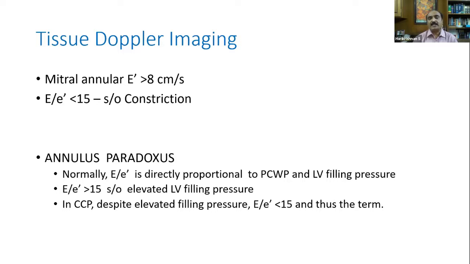Now, that is called annulus paradox because normally the E by E prime is directly proportional to pulmonary capillary wedge pressure and LV filling pressure. E by E prime more than 15 is suggestive of elevated filling pressure, as we all know. In constriction, despite an elevated filling pressure, E by E prime is less than 15, and thus the term. This is called annulus paradox.